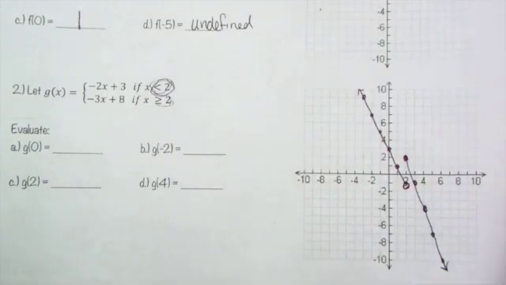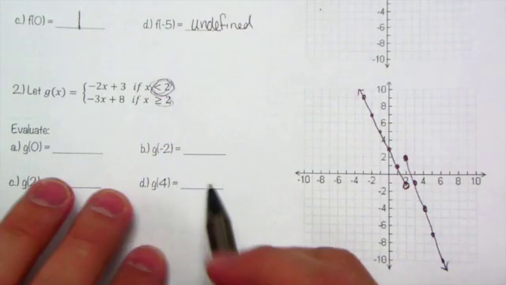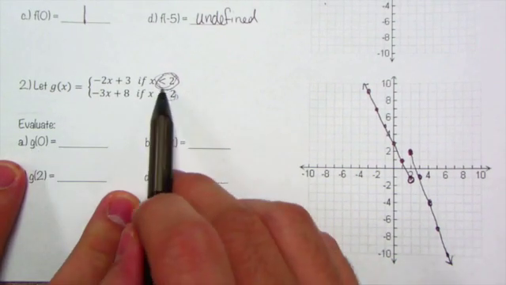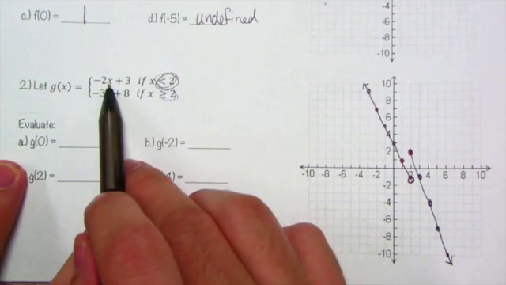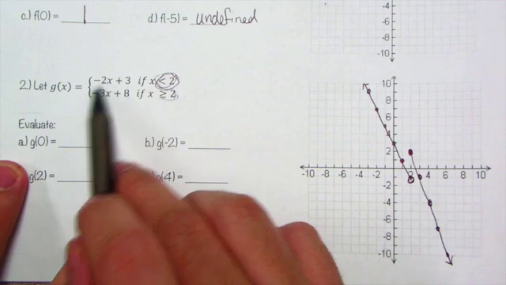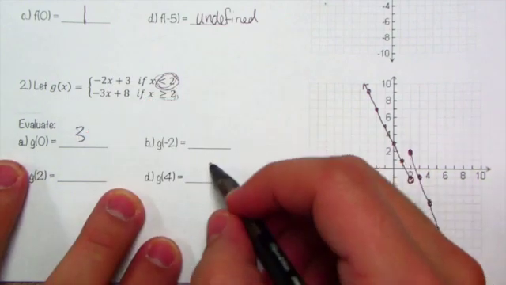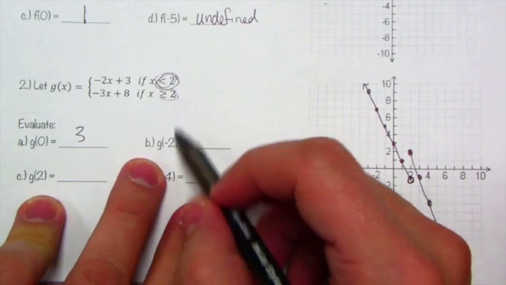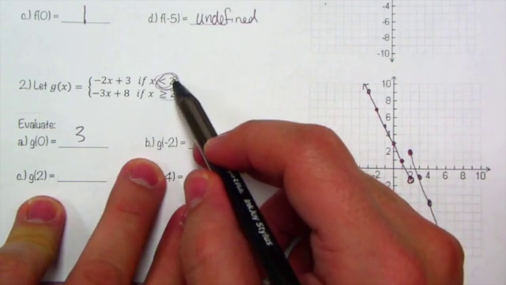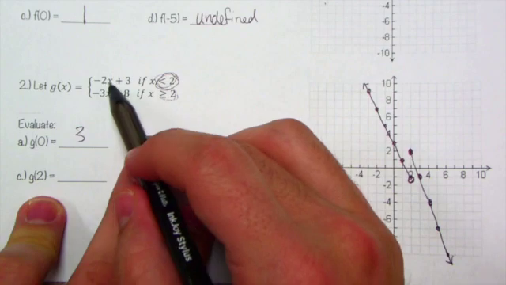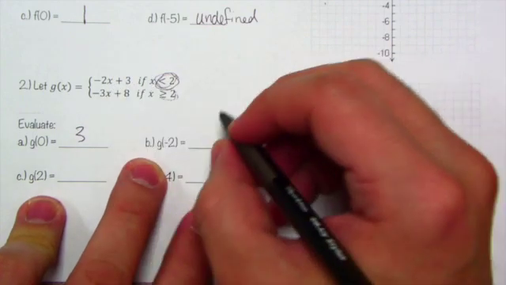And just like the first one, we're going to go ahead and evaluate. So 0 does fall less than 2, so I'm going to use this top function. Negative 2 times 0 plus 3 is 3. Negative 2 also falls less than 2, so it's in this first one. Negative 2 times negative 2 is 4, plus 3 is 7.